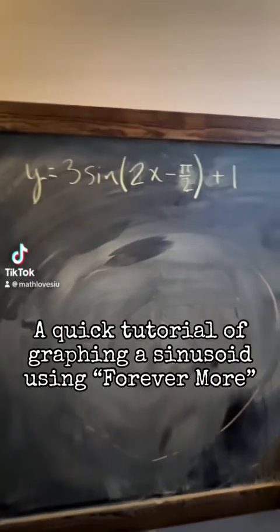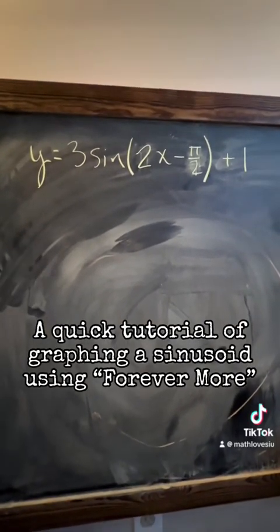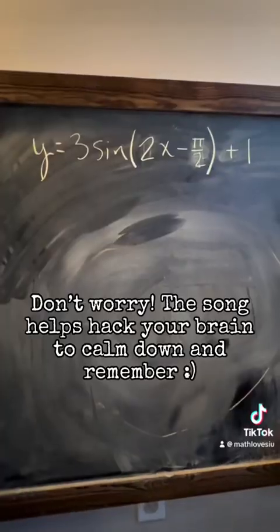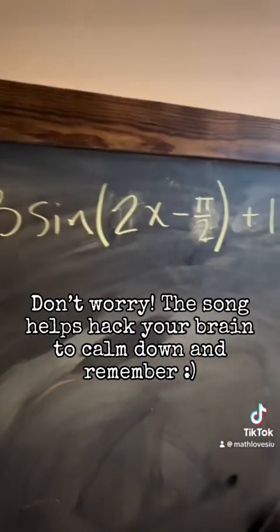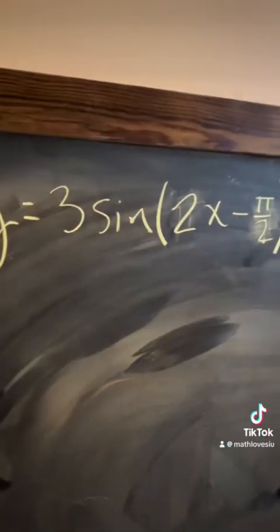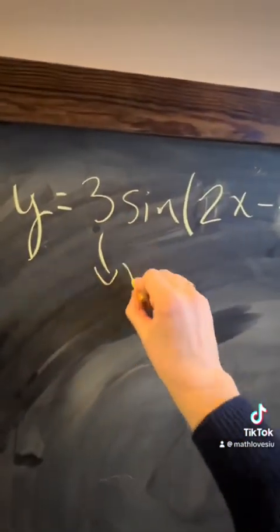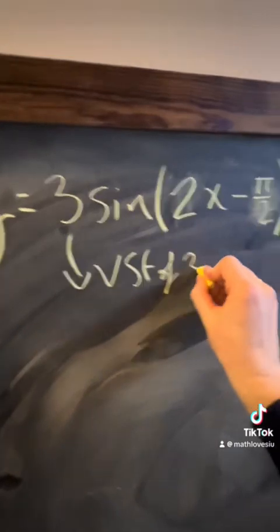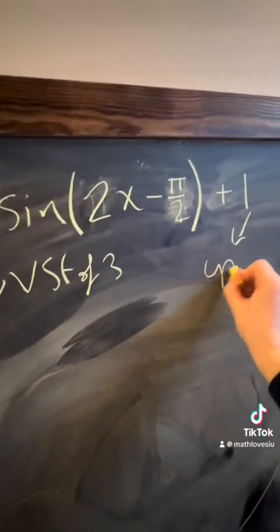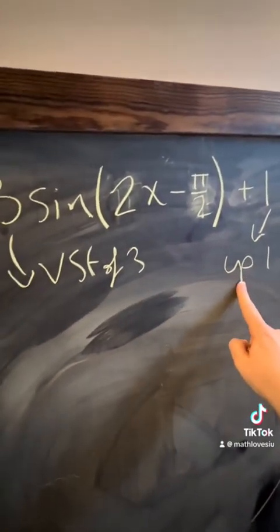Okay, so you see this whole equation, and at first your brain might go, "Ah!" But don't worry. Just break it apart piece by piece. Find the range, find the midline. You get that from this vertical stretch of 3. This is that shift up 1. So that's where the midline goes.